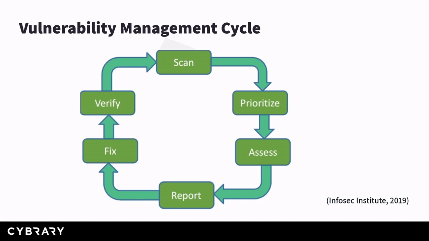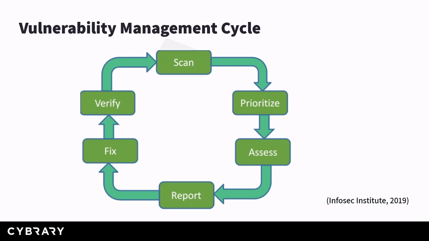Following the prioritization, it's time to assess the impact that the exploitation of such vulnerabilities could cause to the system and the organization in general. Once the prioritization and assessment have been done, all this information will be detailed in a report that should contain the systems affected, the impact of the vulnerability in such systems, and the remediation suggested to correct such vulnerabilities.